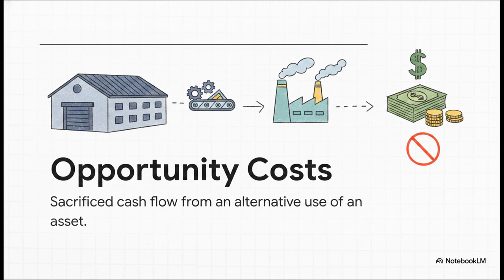Imagine your company owns a warehouse. If you proceed with a new manufacturing project, you're going to need to use that warehouse. But wait, if you didn't do the project, you could have actually rented that warehouse out to a third party for, say, $50,000 a year. By choosing to do the project, you are actively sacrificing that rental income. That lost income? That's an opportunity cost. It totally passes our filter because it's future, it's cash-based, and it's incremental to the decision. So you must include it as an outflow or a cost to the new project.